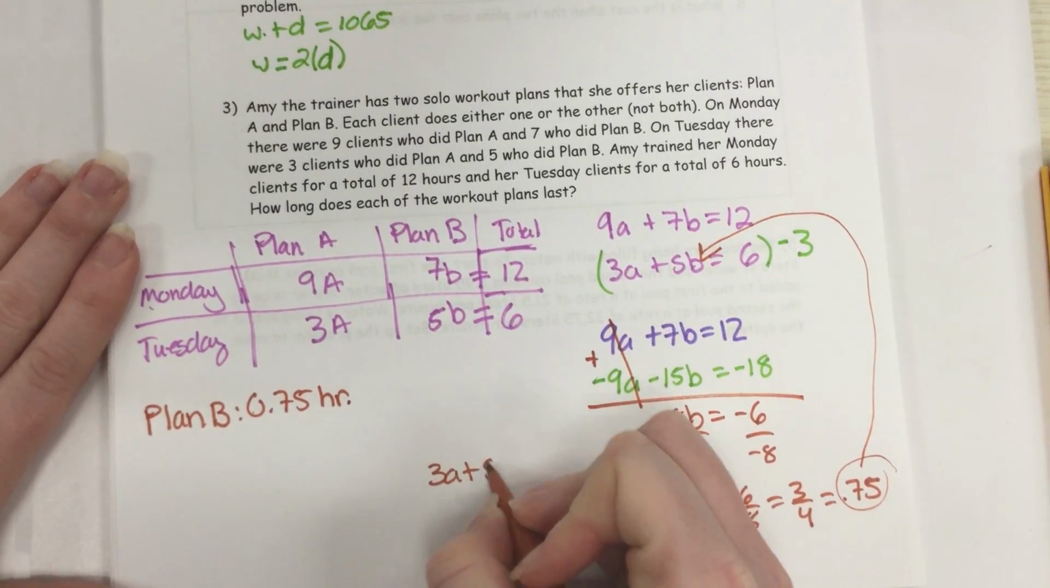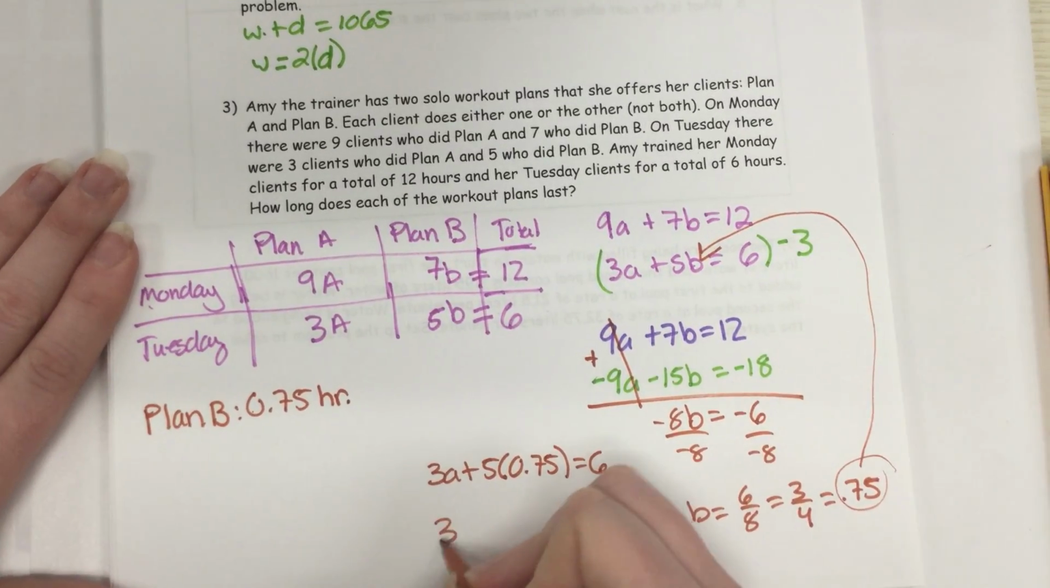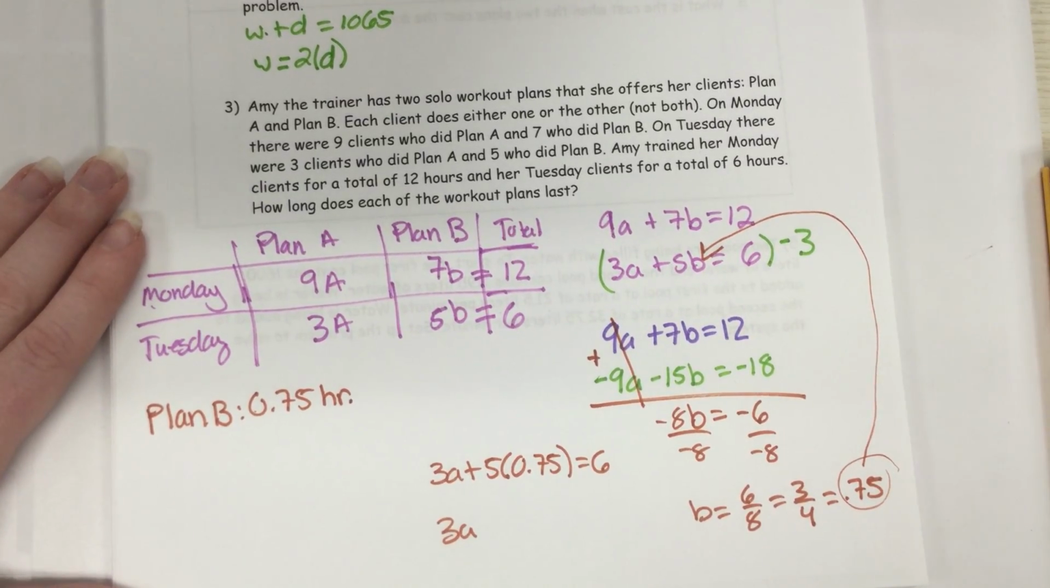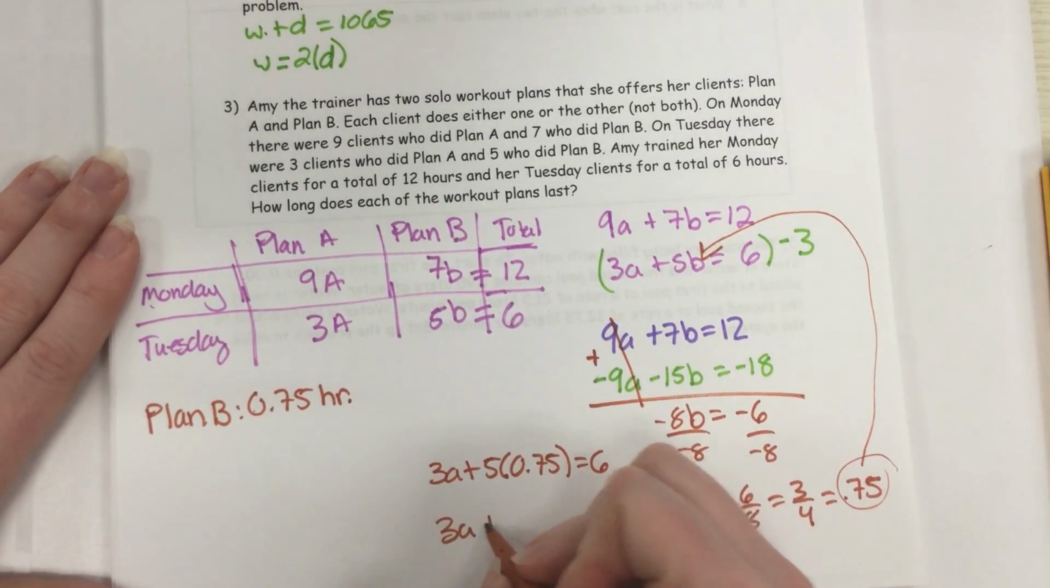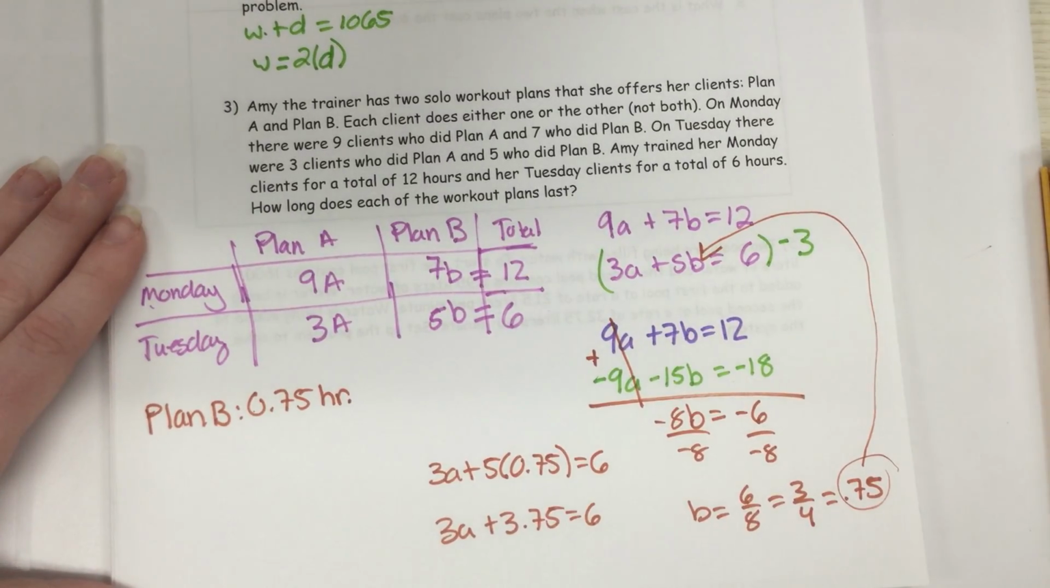So 3A plus 5 times 0.75 equals 6. Okay, so 3A, 5 times 0.75 is plus 3.75 equals 6. 6 minus that answer, whoops.